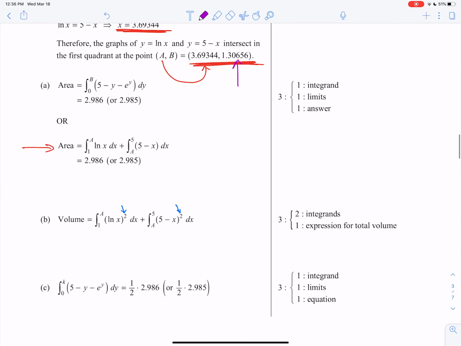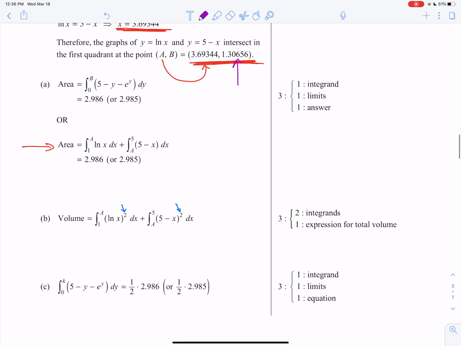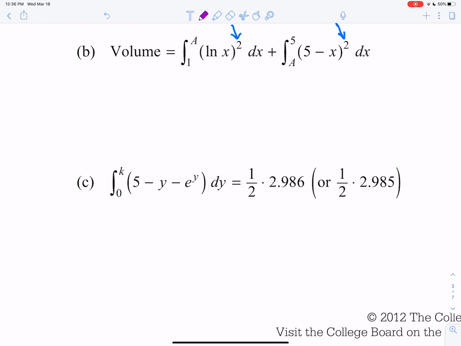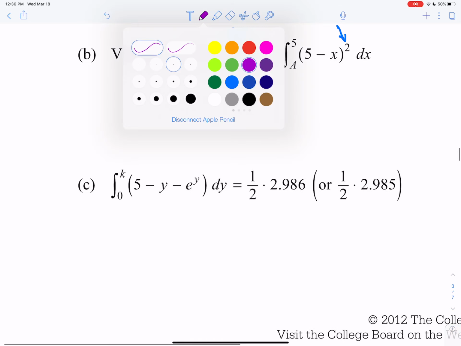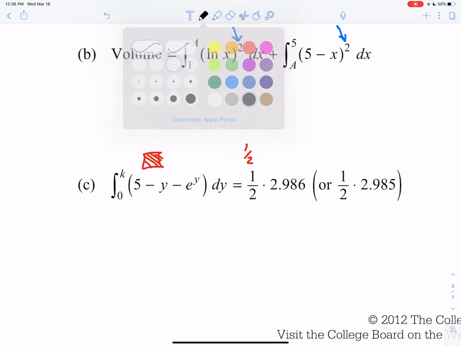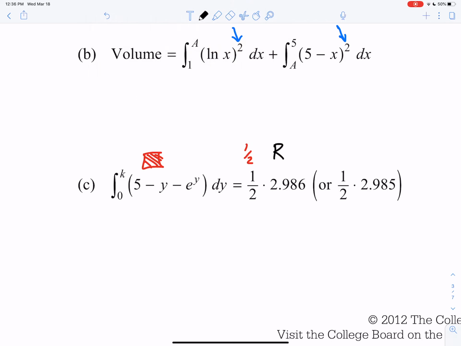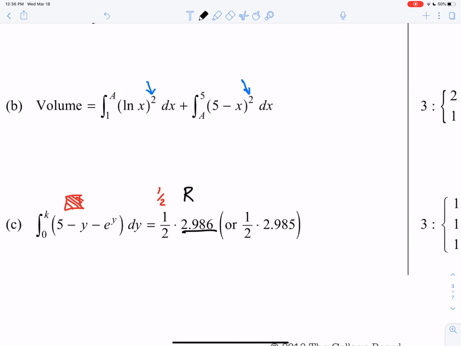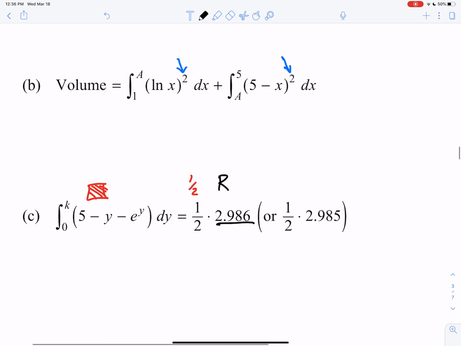Let me see if they did anything different here. Okay, so if you look at the scoring guidelines, they did it a little bit differently. They said that from 0 to k, this is pretty much the red region, okay, is going to be equal to half of the entire thing. Okay, 2.986 we got from part A. So they wrote it a little bit differently. They're saying that just the red region is going to be half of the whole region. Okay? You're more than welcome to do that too.